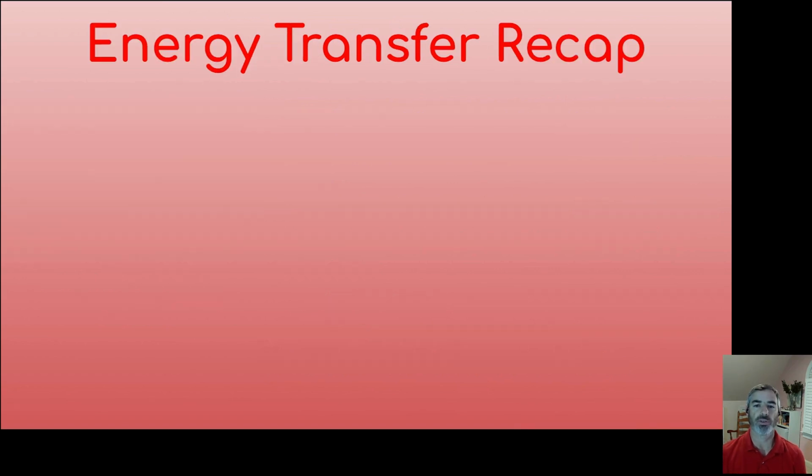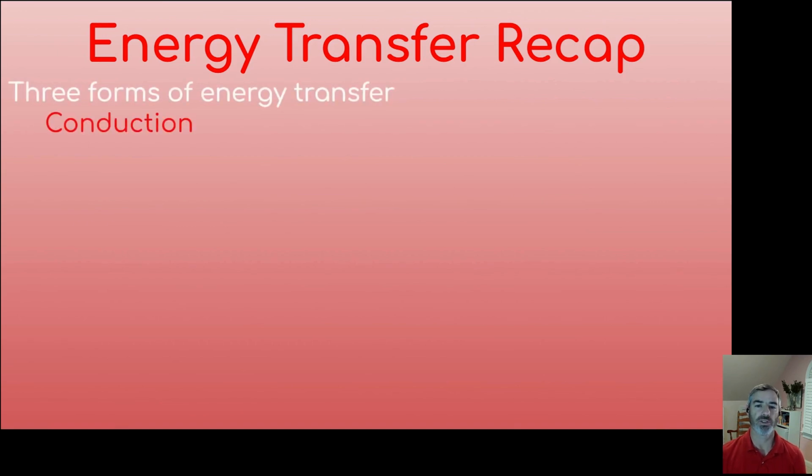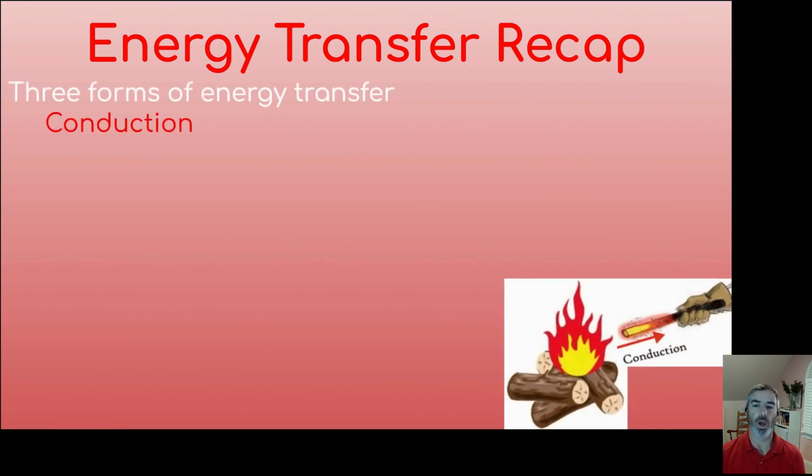So our energy transfer recap. We have three forms of energy transfer. We have conduction. So if we have a campfire and we hold a metal rod in that fire, that it's in contact, the conduction, eventually that metal rod is going to heat all the way through and warm up. So remember that conduction means that there is contact between the objects, and that's what causes the energy transfer.